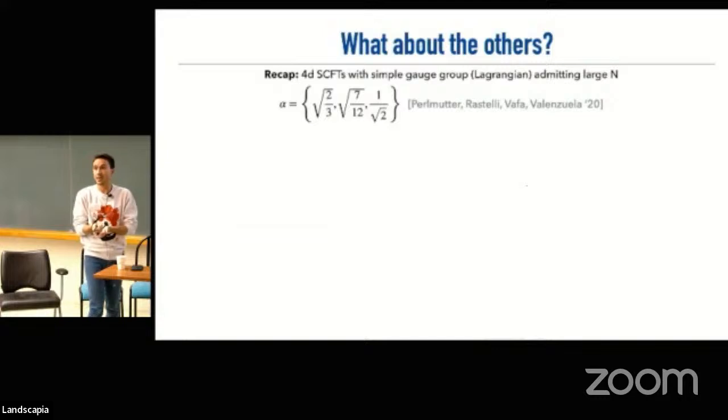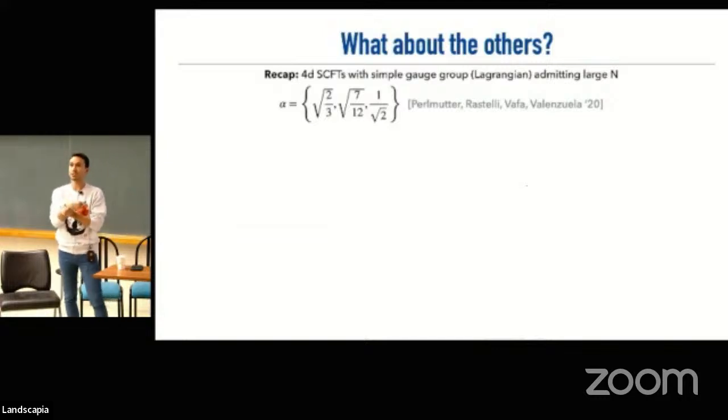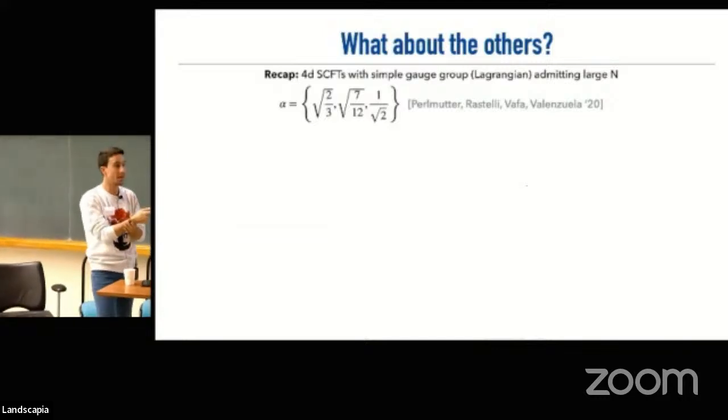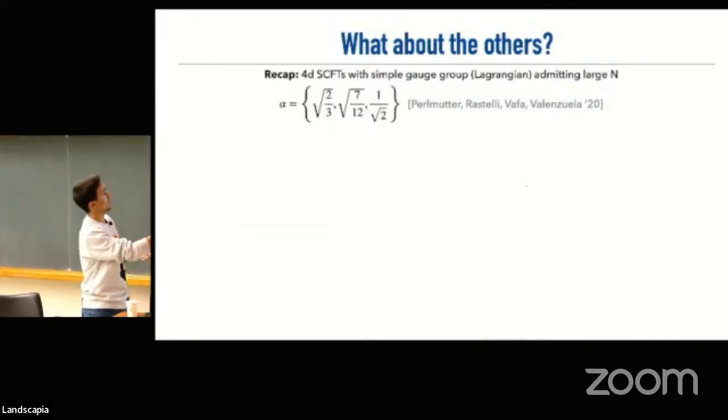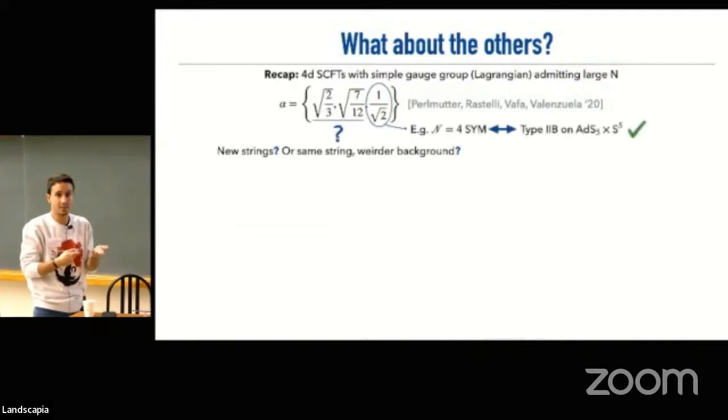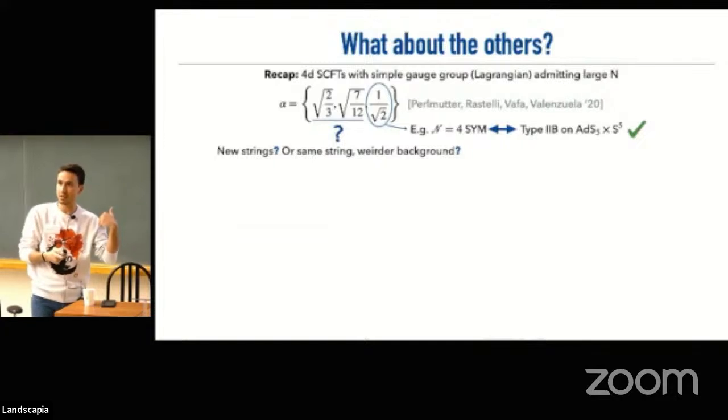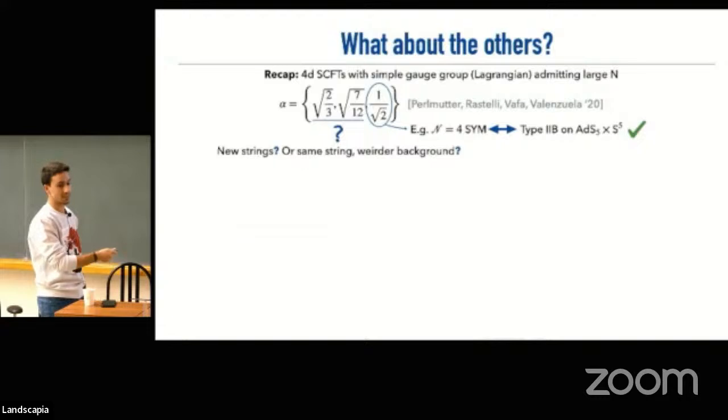What about the others? I explained that the one with the square root of 2 seems to be the integrable string. That's okay. But what about them? So are these new strings, as I suggested in a previous slide, or is it the same string but in weirder patterns? This is the question we can ask.